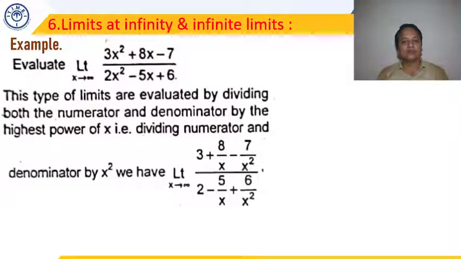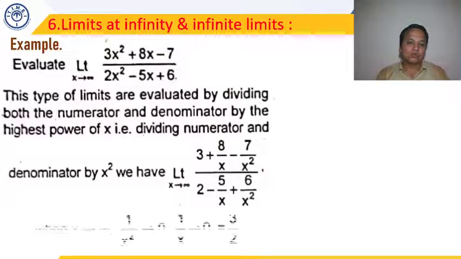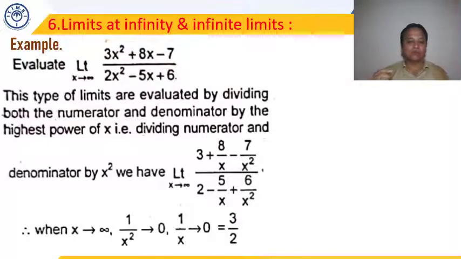So when you divide, it becomes 3 plus 8 by x minus 7 by x square in the numerator, and 2 minus 5 by x plus 6 by x square in the denominator. Now when x tends to infinity, 1 upon x tends to 0, 1 upon x square tends to 0. So 8 upon x and 7 upon x square tend to 0, so the numerator becomes 3. And 5 upon x and 6 upon x square tend to 0, so the denominator becomes 2. So the value of this expression comes out to be 3 by 2.